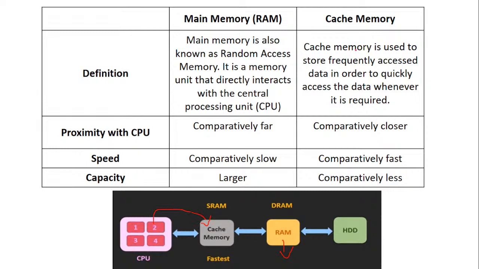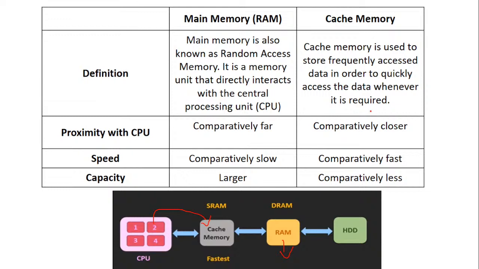So I have got a difference between cache memory and main memory, that is RAM. Cache memory is used to store frequently accessed information, the data which is frequently accessed by the CPU, in order to quickly access the data whenever it is required. The data which is required frequently always gets stored in the cache memory, and the cache memory speed matches the CPU speed. And that's the reason the cache memory is very expensive.